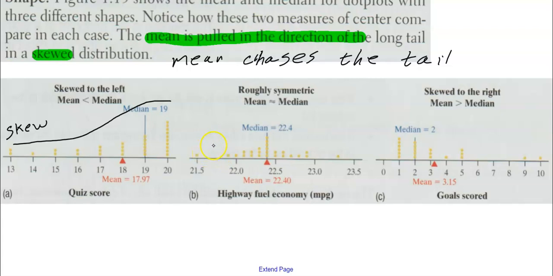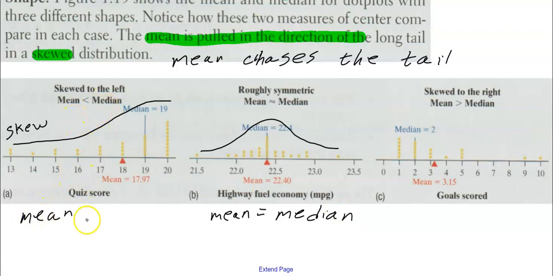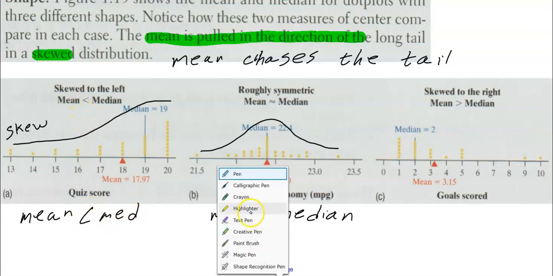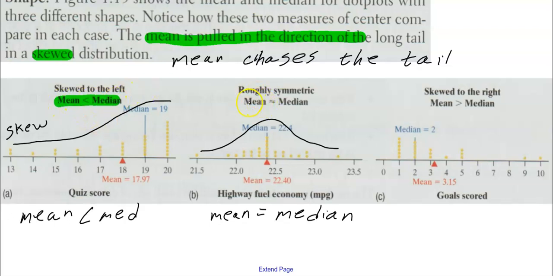Symmetric: we never say symmetric, we always say roughly or approximately symmetric. When we go up and down, mean and median are going to be very similar, if not exact. And on my left skew, mean, like it says right here, is less than the median. So pay attention to that. Right there it says it. Mean is similar to median for this one.